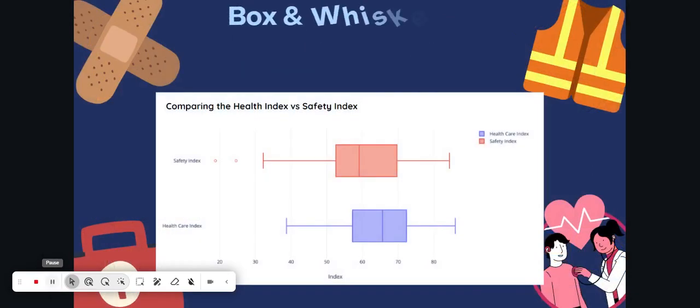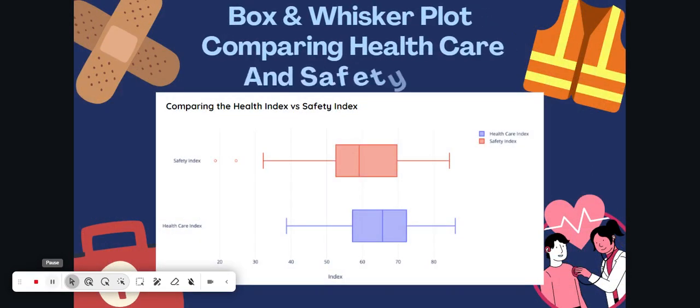Now, here is our visual for our box and whisker plot. We all know what they are, but it's important to point out that this shows our maximum values, first and third quartile, and most importantly, the median.